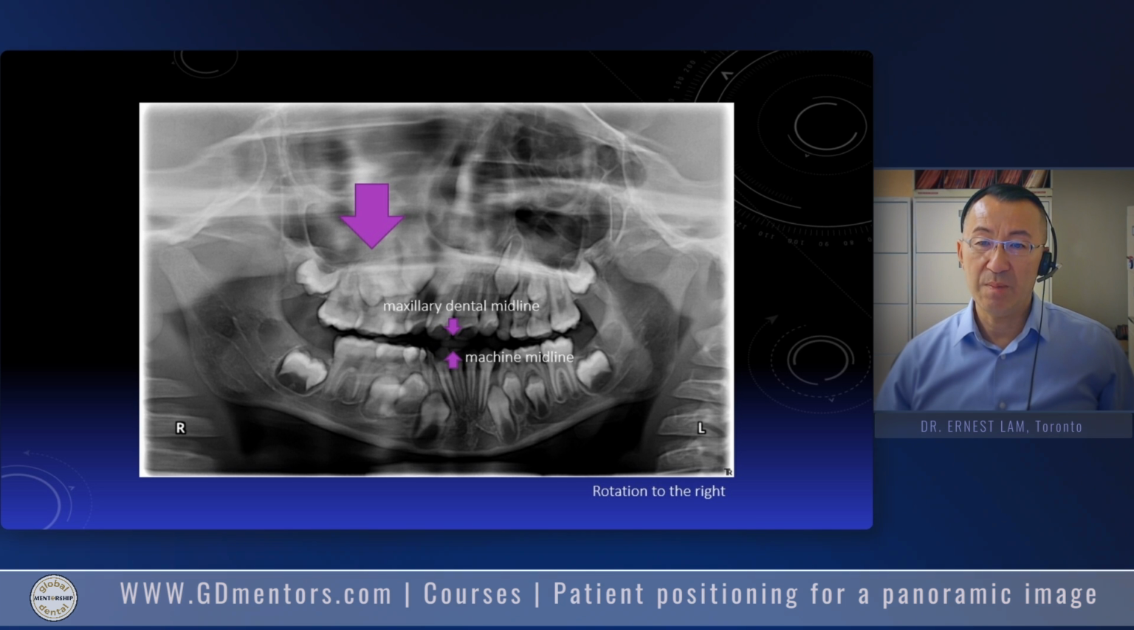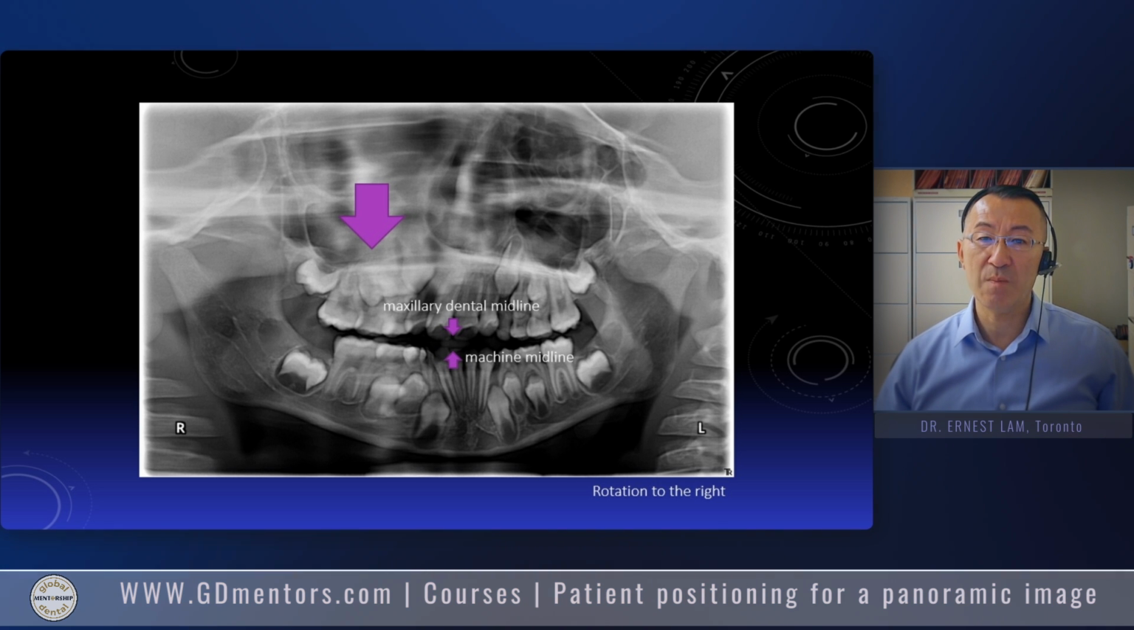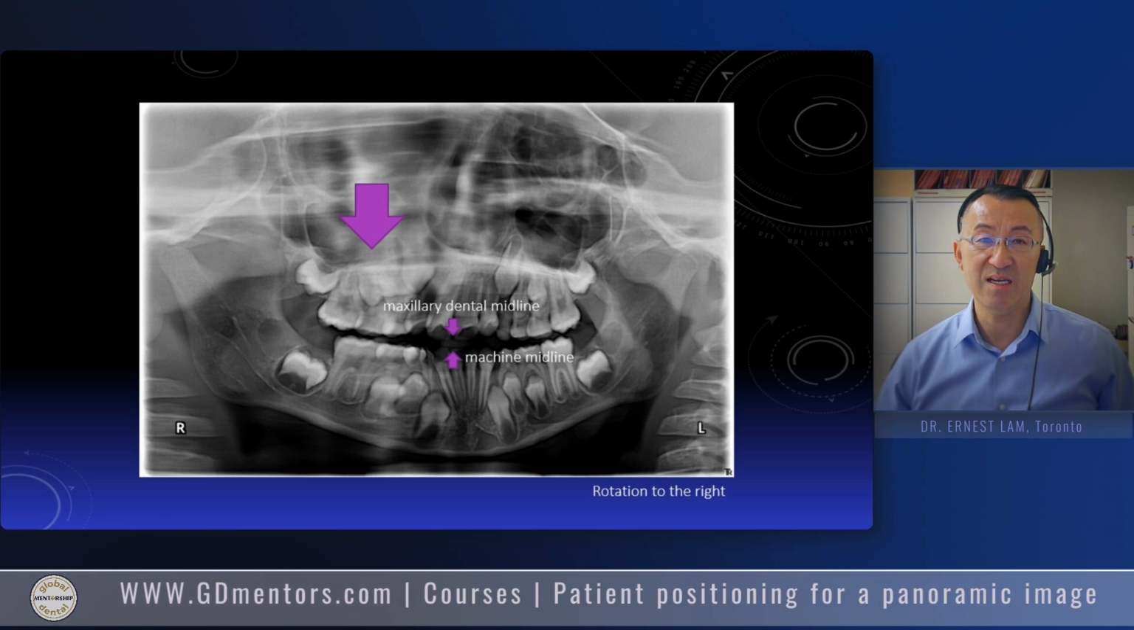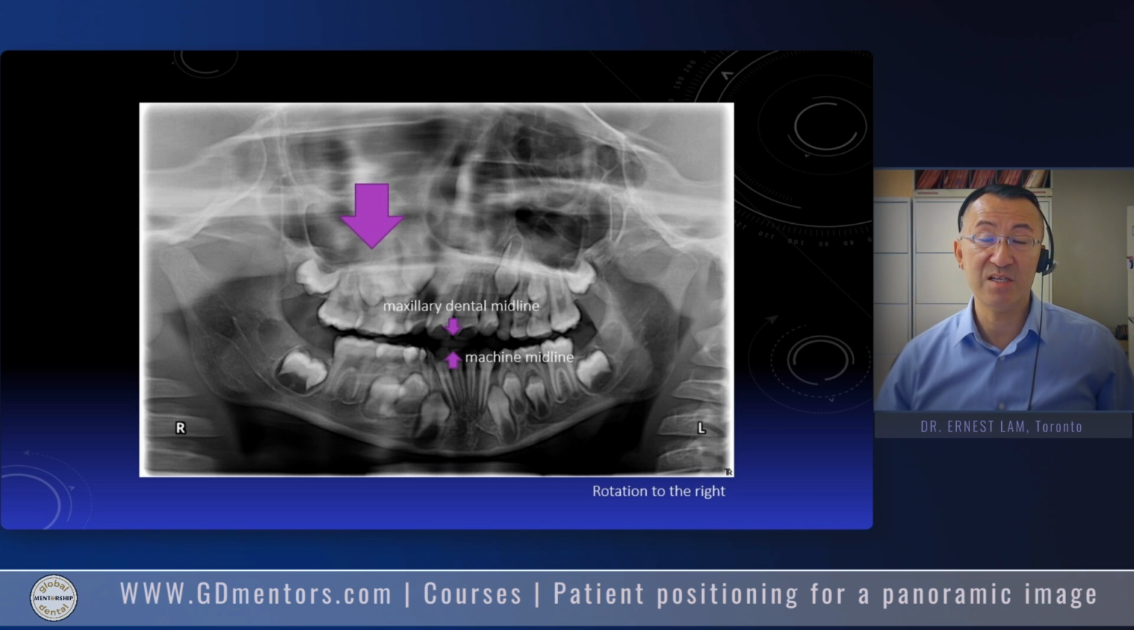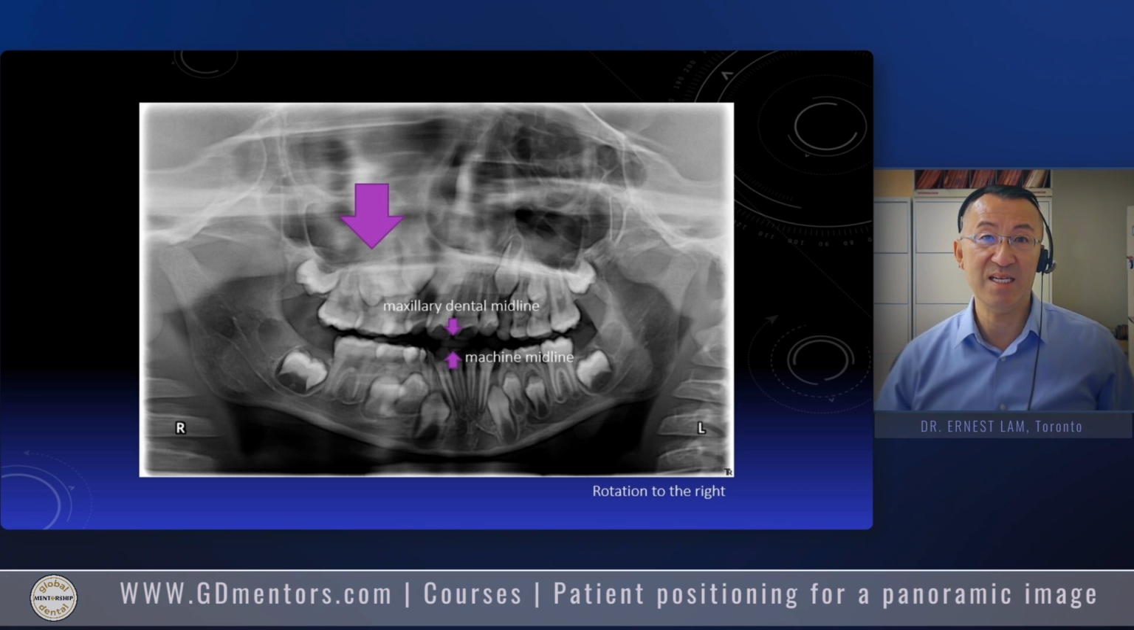Many contemporary panoramic systems have small plastic temple guides that you may place adjacent to the temples of your patient. And as you are placing these against the patient's head, it's important to note that both of those temple guides touch the patient's head simultaneously. And that usually means that the patient's head is symmetrically placed within the imaging system.